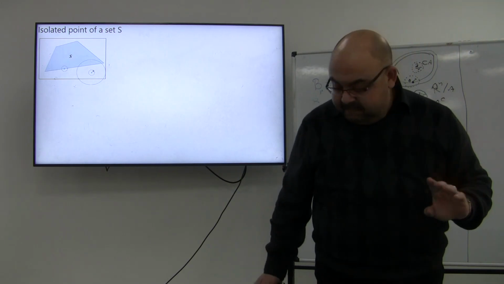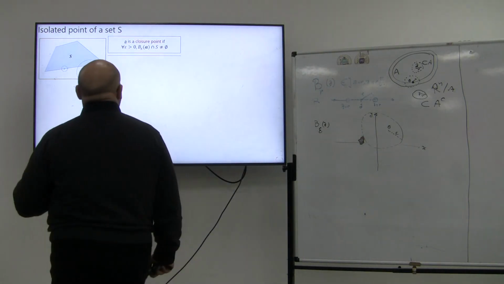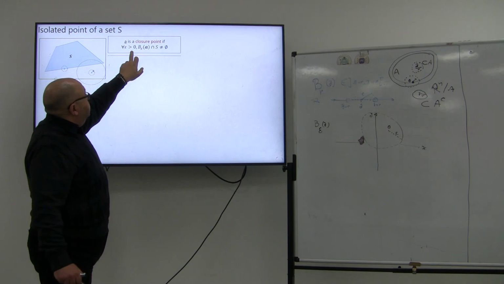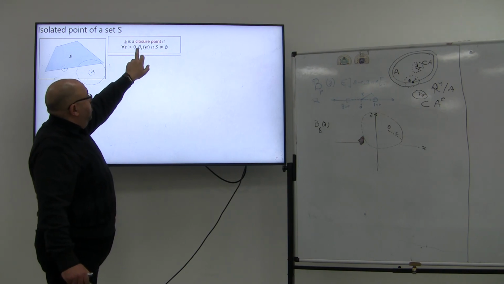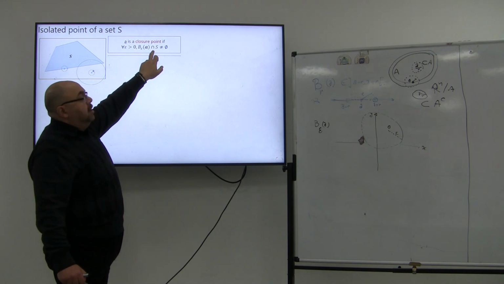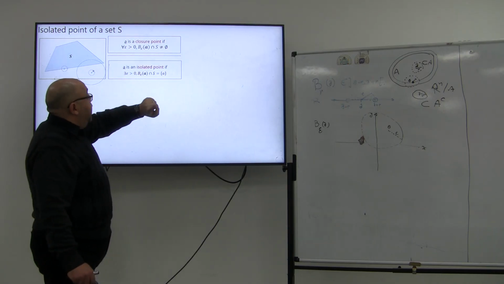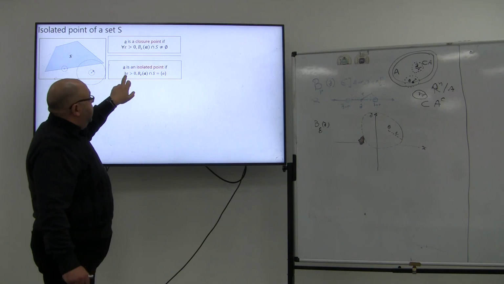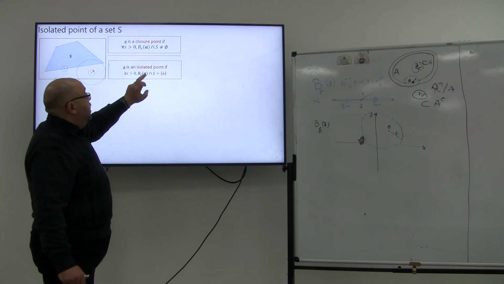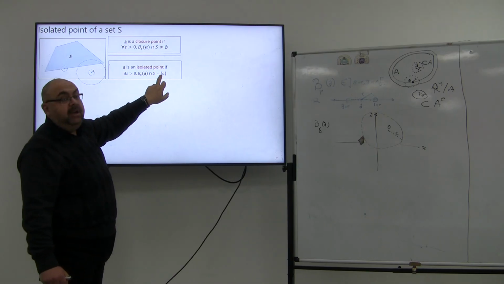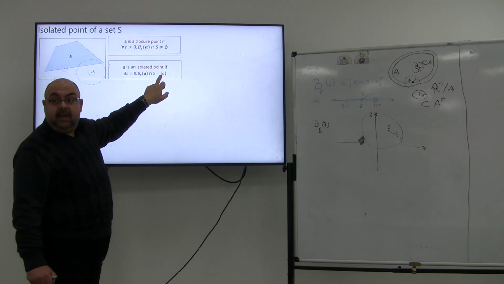So once more, as I told you, A is a closure point if for every epsilon greater than 0, the open ball at A with epsilon, intersection S, doesn't equal the empty set. A is an isolated point if I try to get an epsilon, and I take the intersection between the open ball and your set, and the only intersection is just A.